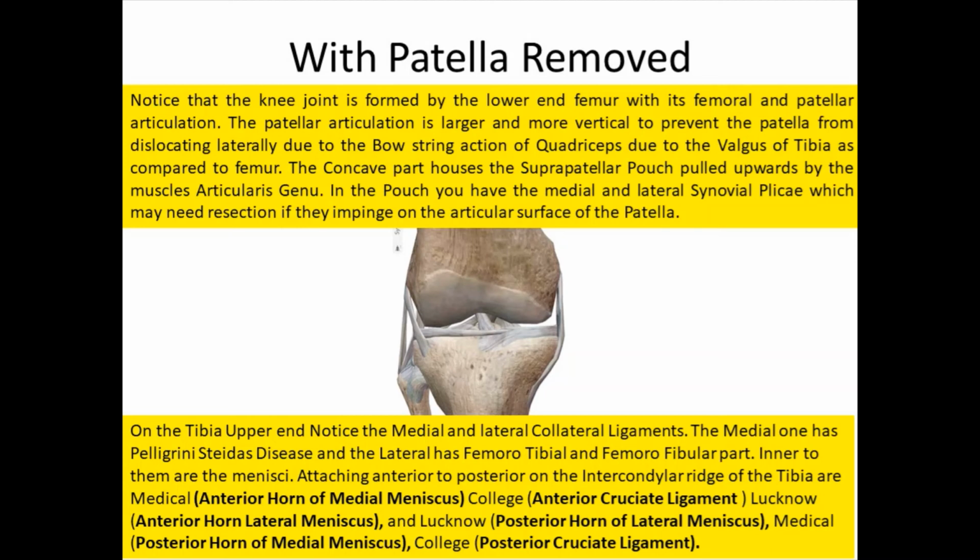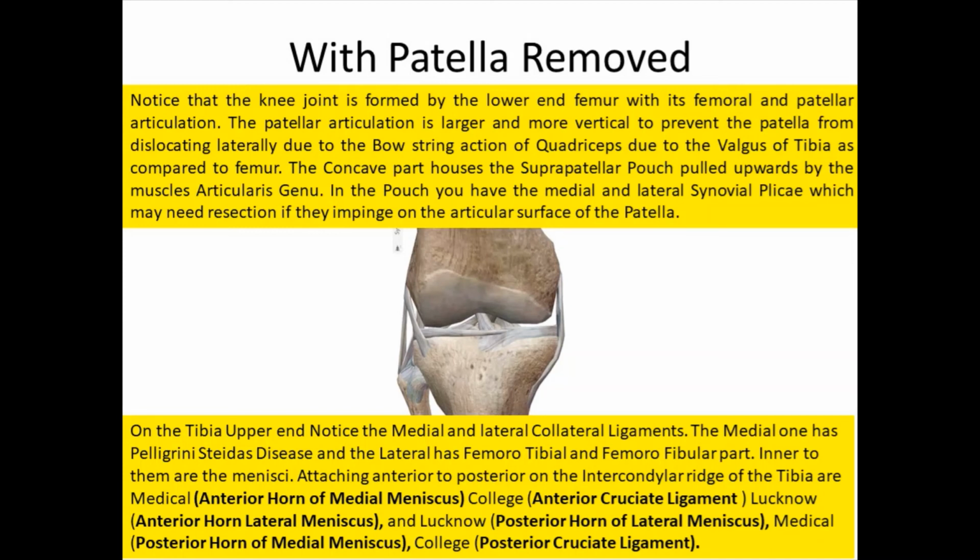On the upper end of the tibia, you notice the medial and lateral collateral ligaments. The medial one has Pellegrini-Stieda disease, which is the calcification of its femoral attachment. And the lateral has a femorofibular and a femorotibial component.